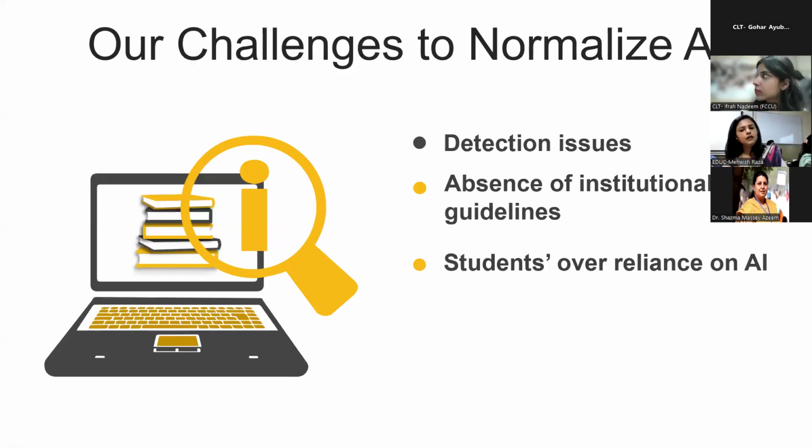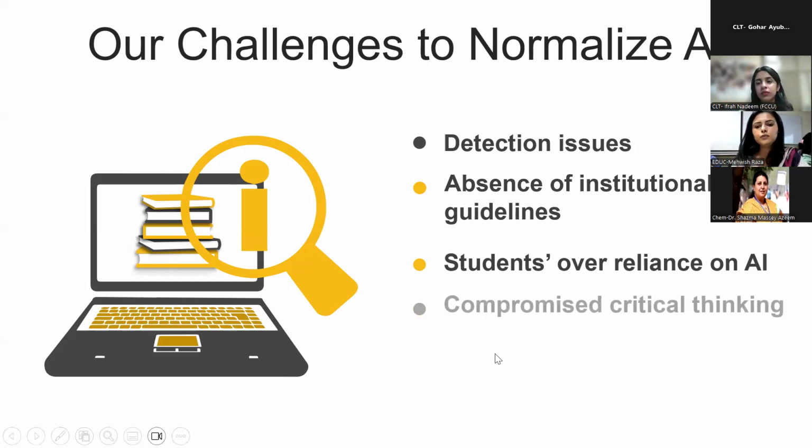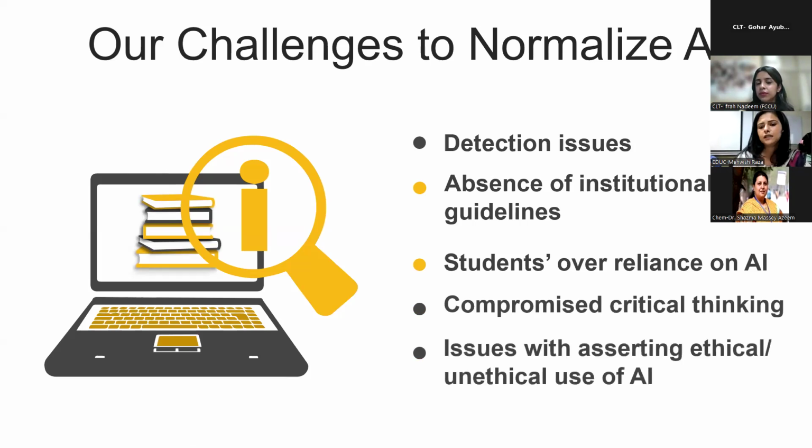Yeah, so I was talking about the challenges. Considering your challenges, these are the emerging themes in which most of your challenges may fall. You're concerned with the students' over-reliance on AI, and you're concerned with the resulting compromised critical thinking and issues with asserting ethical or unethical use of AI. So these are all gray areas. These are uncharted waters for us. We really don't know a definite way forward.